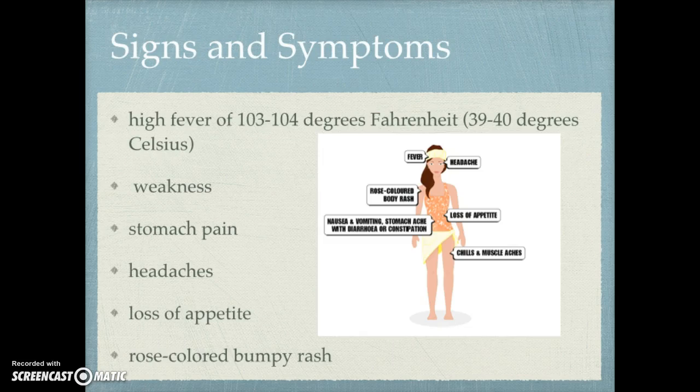Some of the signs and symptoms of typhoid include high fever of 103 to 104 degrees Fahrenheit, weakness, stomach pain, headaches, and loss of appetite. Now, these first symptoms are also characteristic of malaria, which is relatively common in the developing world. But one symptom that will distinguish typhoid from malaria is that typhoid has a characteristic rose-colored bumpy rash associated with it.